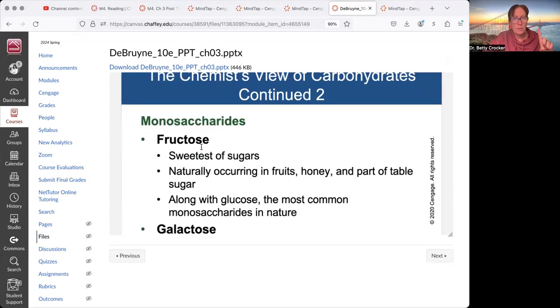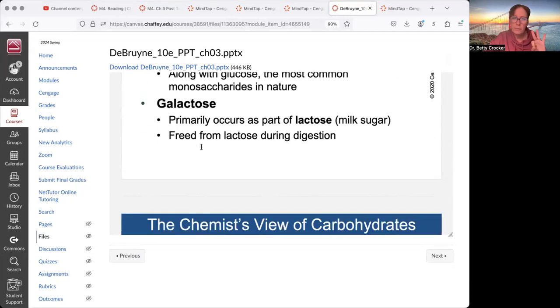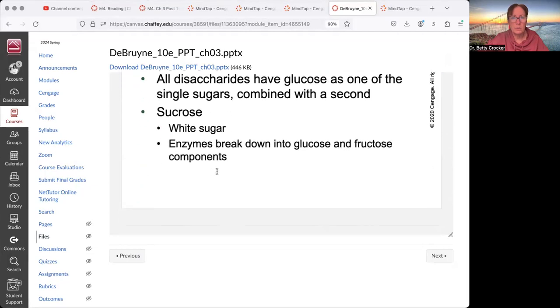Fructose is another monosaccharide. And galactose is your third monosaccharide, so there's three. Now, when you put those together, they become disaccharides. Every disaccharide has a molecule of glucose. So sucrose is a molecule of glucose plus what? Fructose is what's making sucrose.